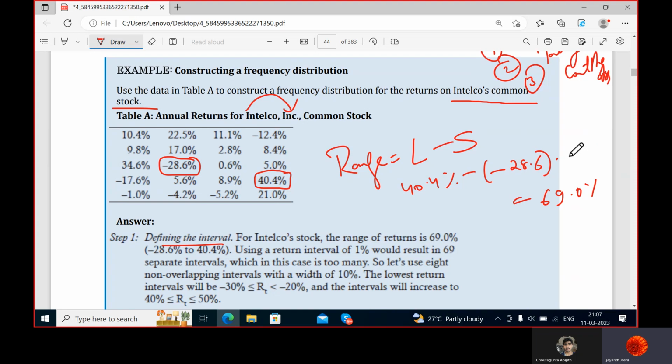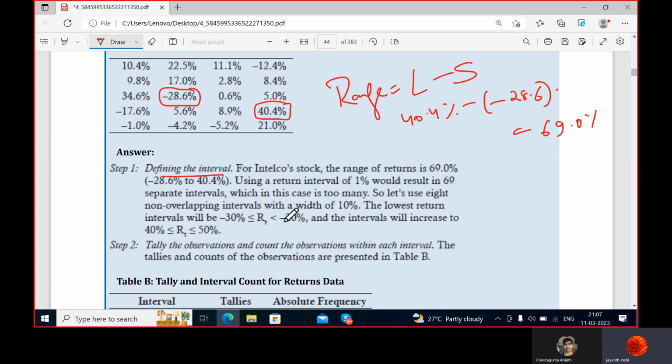After finding out the interval, what you see here is using an interval of 1% would result in 69 separate intervals. So it doesn't make sense. So what we'll do is we'll try to put a width of 10% between the lower and the higher data in the interval, or we'll try to arrange this data in an interval form.